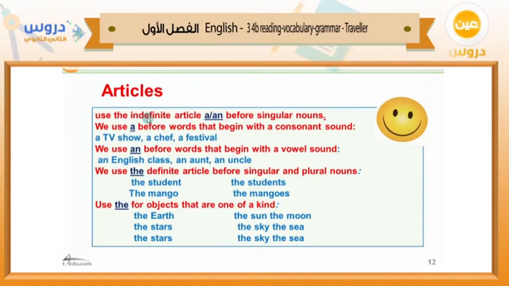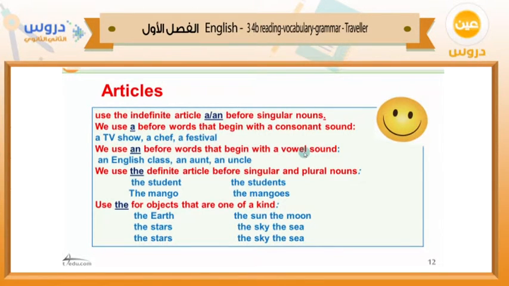Use the indefinite articles like a or an before singular nouns. So always remember, a or an always before singular, one, okay? Singular nouns. But a, we use it before words that begin with a consonant sound, all the letters except the vowels. For example, a TV show, a chef, a festival, a table, a book, a tablet, a pen, and so on.